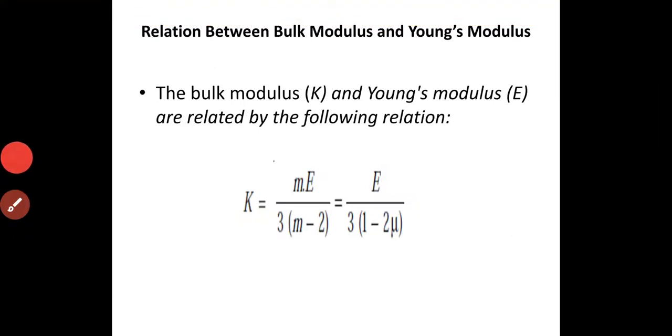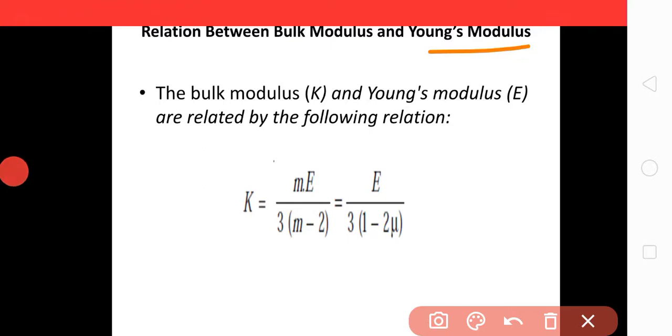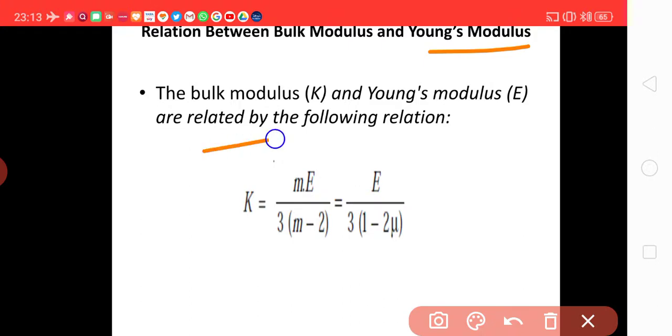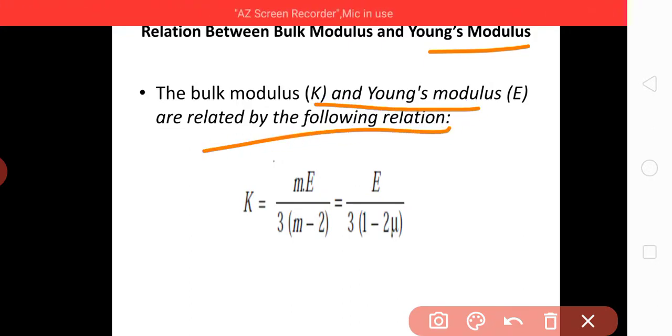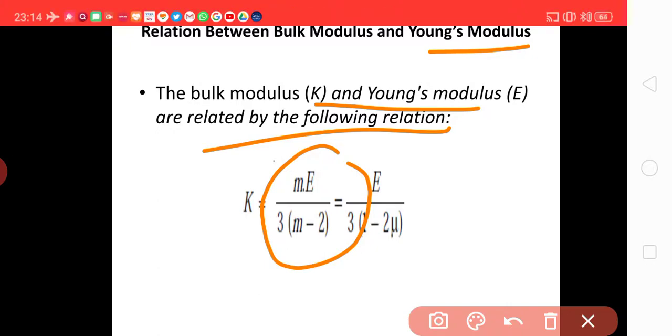The relation between bulk modulus and Young's modulus. Young's modulus is the modulus of elasticity. The bulk modulus K and Young's modulus E are related by the following relations: K equal to m E upon 3 (m minus 2). Again, one more relation: K equal to E upon 3 into (1 minus 2 mu).